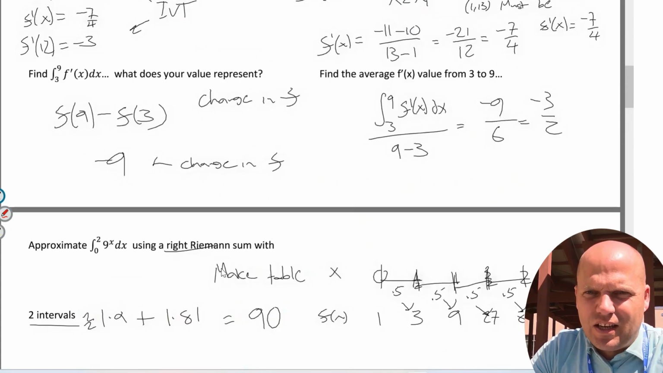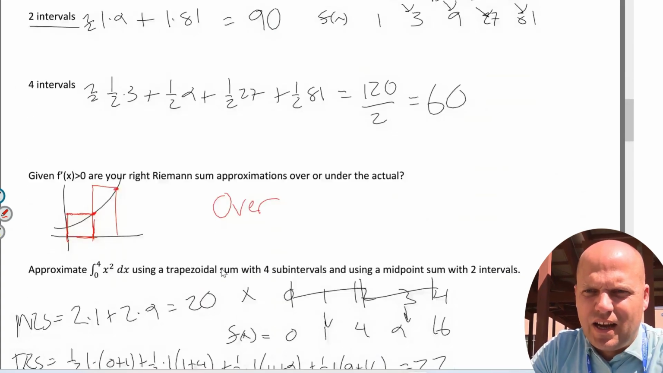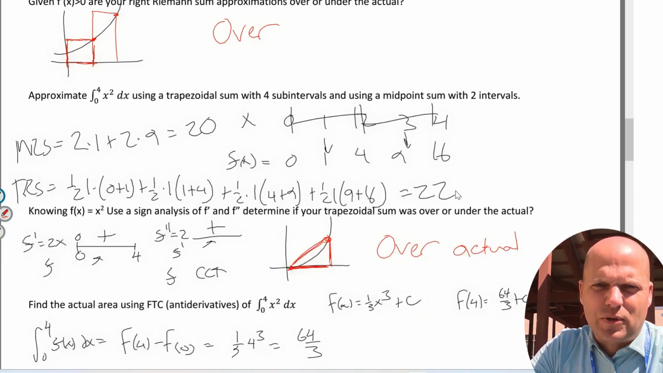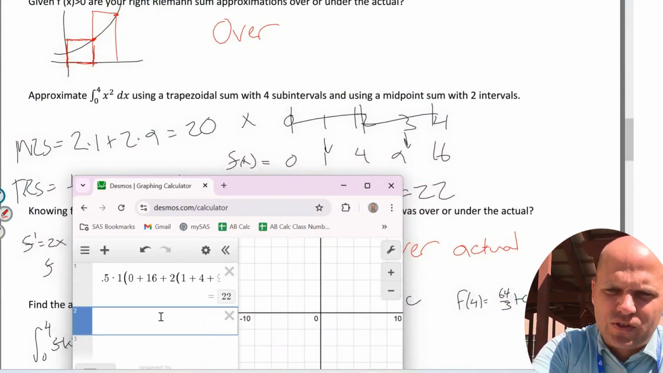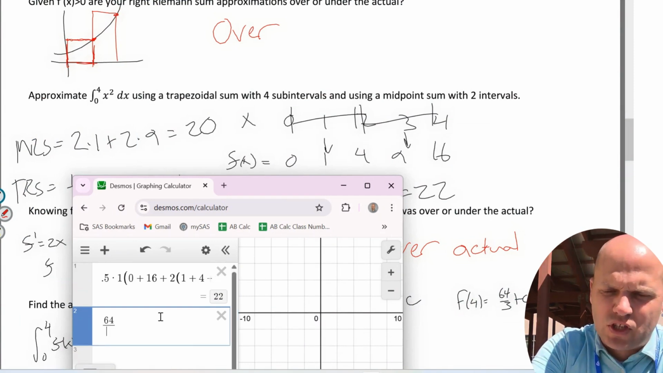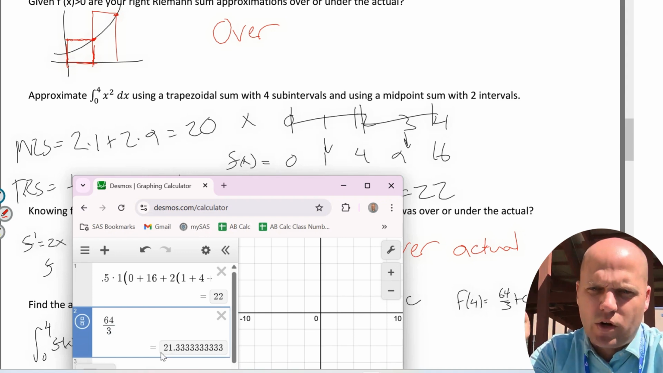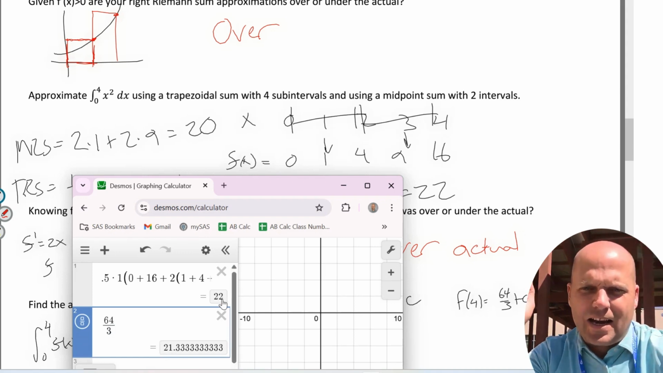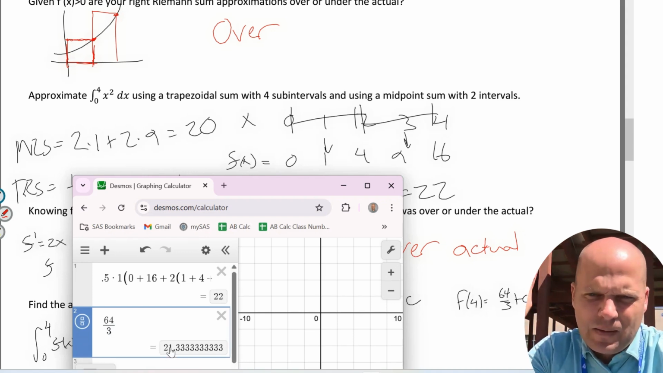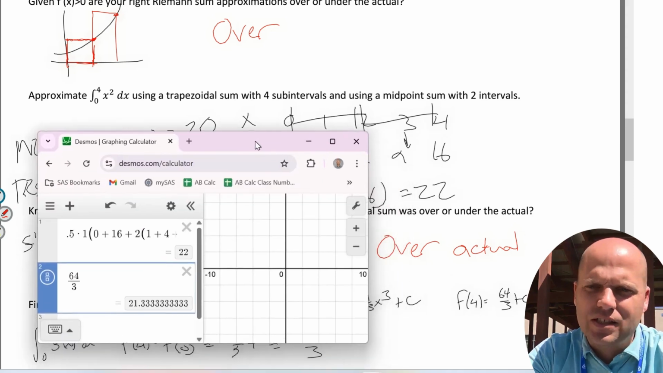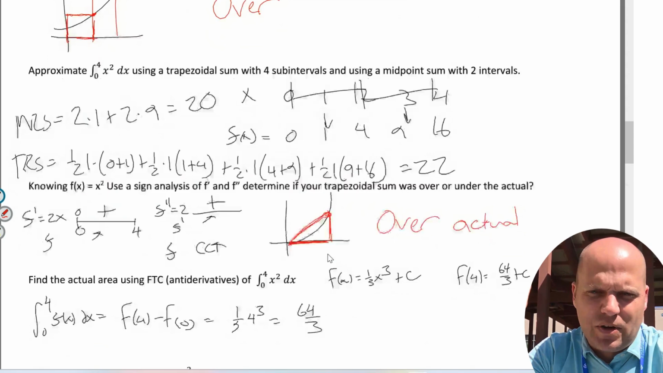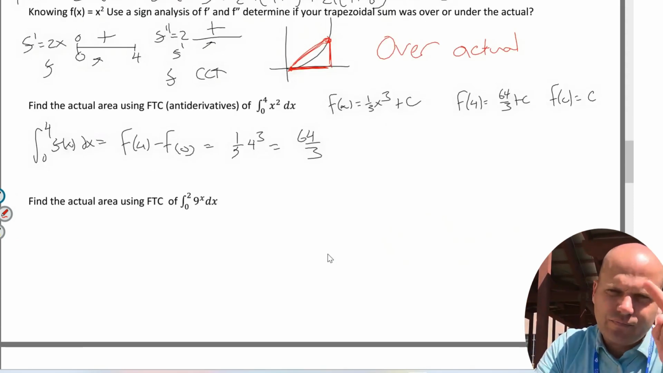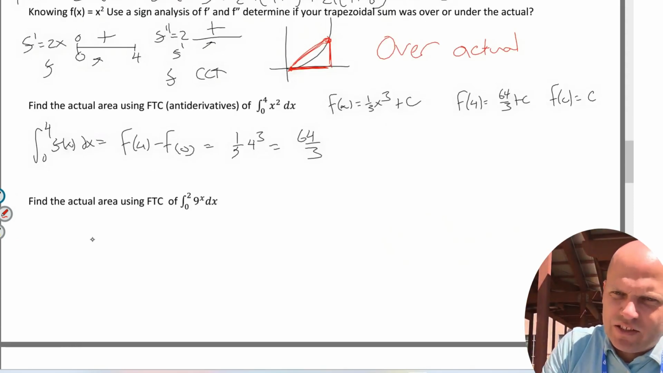That's how I get 64 thirds when I subtract. Now let's just double check. I got my trapezoidal Riemann sum was 22. What's 64 thirds? I know that's more. 64 thirds is 21.333. I got a very good approximation. I know that it's over the actual. This is like why we do this: finding the exact and finding the approximation. It's cool to see that. This is a good challenge.